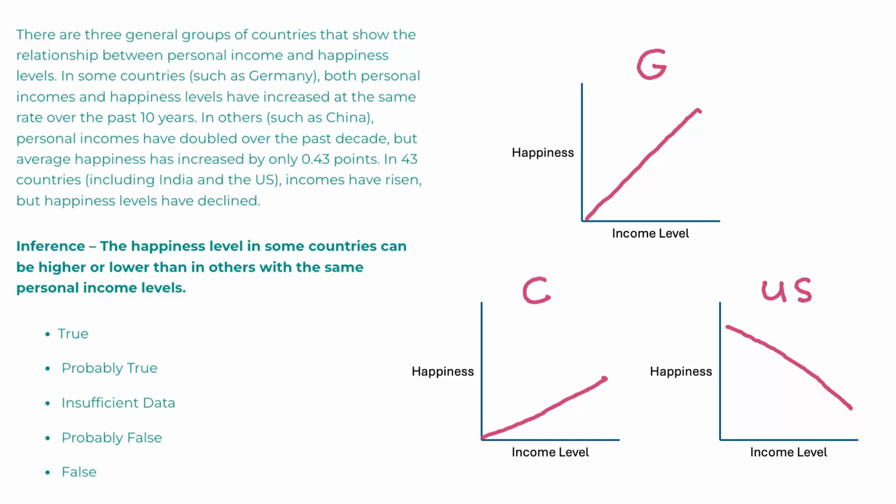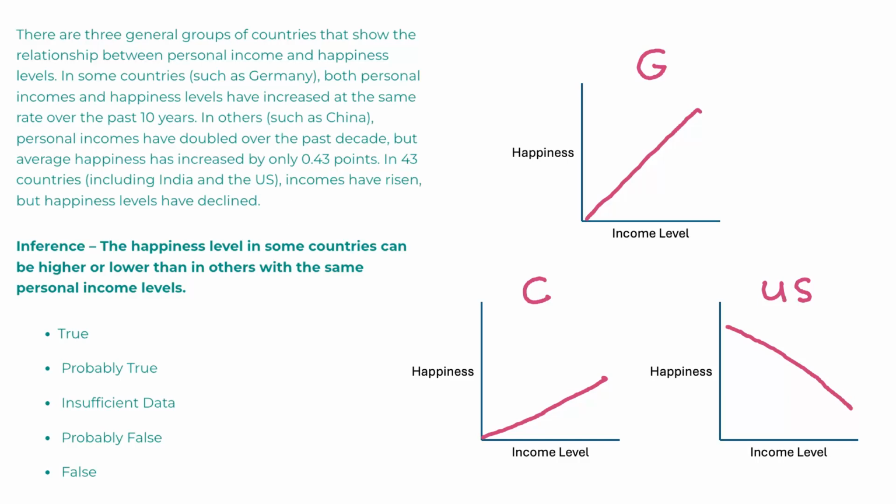Now furthermore, it's fair to eliminate insufficient data because we have enough to have some insight into this inference. We do have enough data to make some claim. So again, these bottom 3 options are not correct. Then we have to decide between true or probably true. Now another way to understand true is to say definitively true. We have the data to say this conclusively. And that would require the text to say so explicitly.